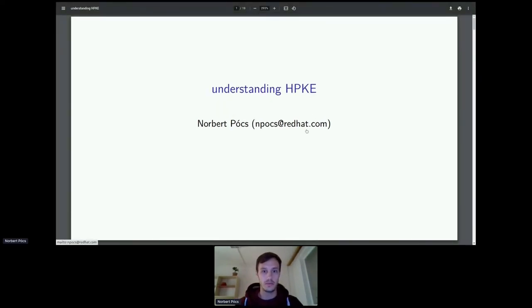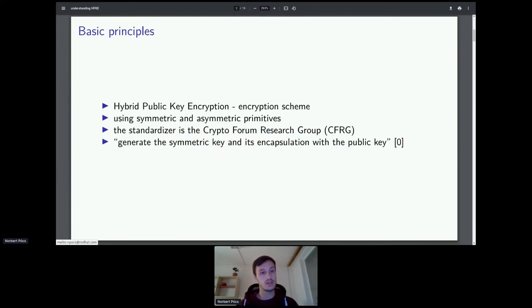So, yeah, let's talk about HPKE. It's a hybrid public key encryption scheme, which means it uses symmetric and asymmetric cryptography. It combines the advantages of the asymmetric encryption and the performance benefits of the symmetric cryptography.